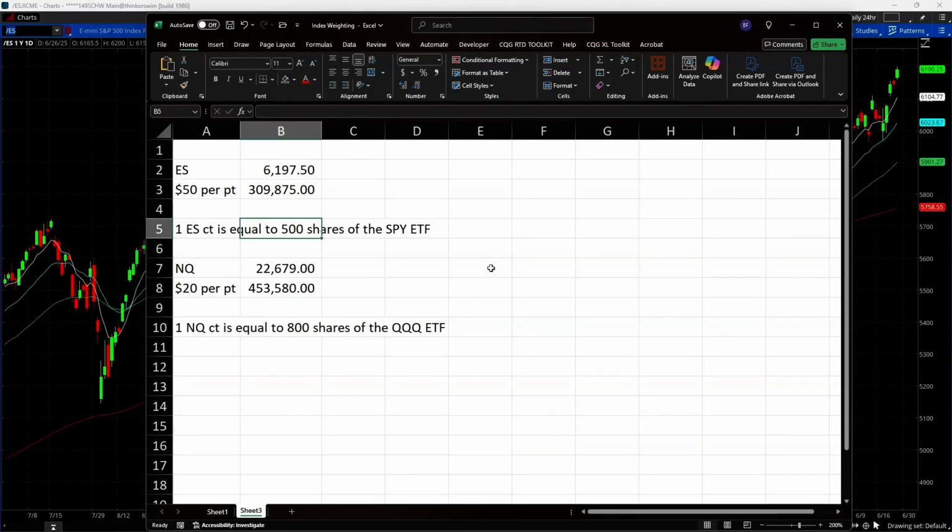One ES contract is equivalent to 500 shares of the SPY ETF. One NQ contract is equal to 800 shares of the QQQ ETF. These are highly, highly leveraged products. Now, if you're trading the micro, instead of it being 500 shares, it would be 50 shares in the micro ES. And instead of 800 shares in the NQ, it would be 80 shares in the micro. This is the amount of stock you are technically controlling when you buy these contracts.